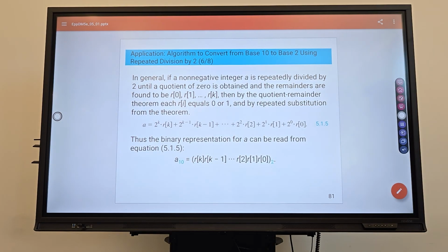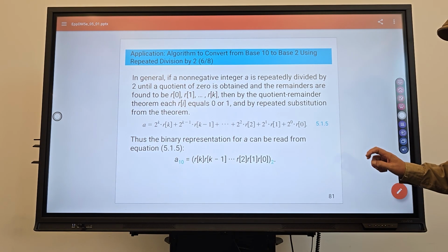In general, if a non-negative integer a is repeatedly divided by 2 until a quotient of 0 is obtained and the remainders are found to be r0, r1, etc. to rk, then by the quotient remainder theorem, each ri equals 0 or 1, and by repeated substitution from the theorem, the binary notation can be read as r sub k minus 1, etc. to r sub 2, r sub 1, r sub 0.